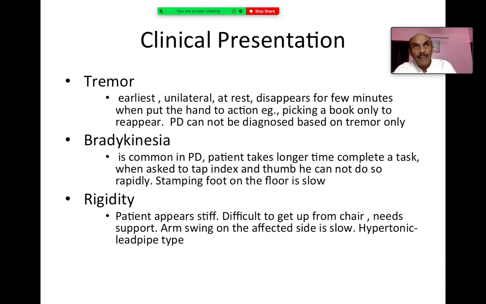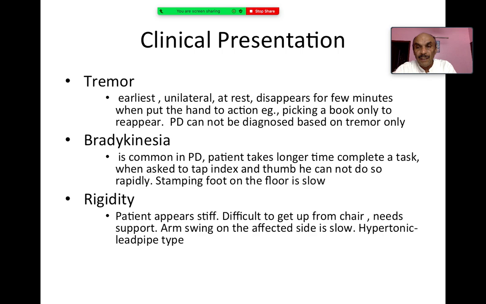Tremor should occur at rest. It temporarily disappears when he is asked to do some work, that means holding a book or any object. And once he leaves that book and resumes his normal position at rest, the tremor reappears. This is the characteristic feature of the tremor in Parkinson's disease.